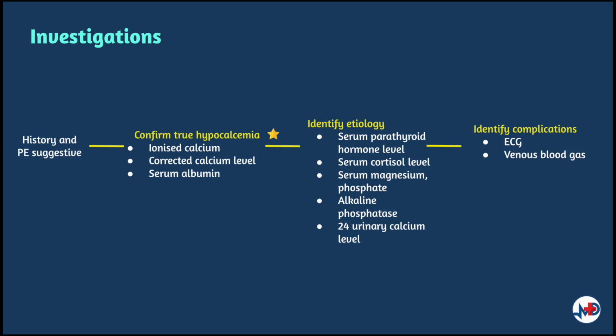Once hypocalcemia has been confirmed, further lab studies need to be done to identify and manage the etiologies. Tests that can be obtained are serum parathyroid hormone level, serum magnesium and phosphate level, serum cortisol level to assess adrenal insufficiency, alkaline phosphatase, and a 24-hour urinary calcium level. Lastly, a few tests are done to evaluate complications, such as electrocardiography to assess arrhythmias, where the ECG findings you would see are ST segment prolongation and prolonged QT interval, and venous blood gas for alkalosis, which may worsen tetany.